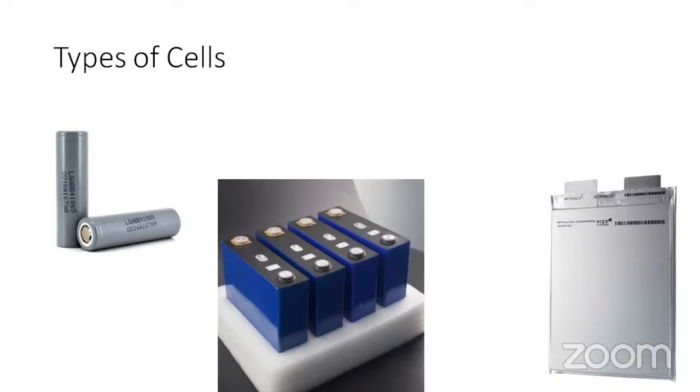But in the case of prismatic cells and pouch cells, in terms of energy density, they have less energy density compared to cylindrical cells. But they come in customized dimensions. Whatever dimension you wish, you can ask your manufacturer and they can provide you the cells in those dimensions. That is the plus point of prismatic cells and pouch cells as well.